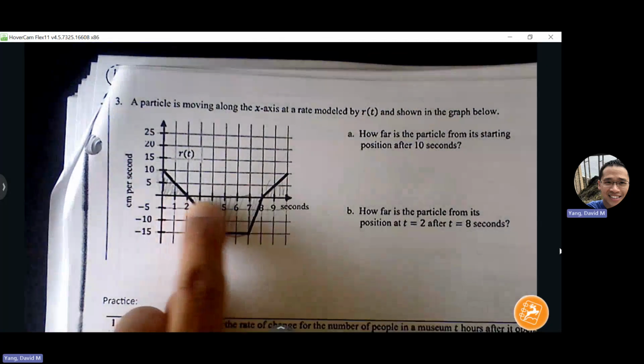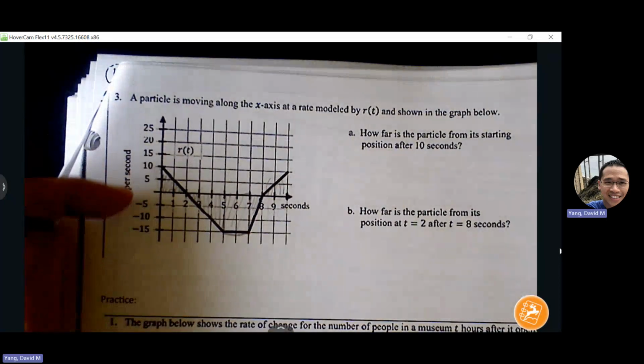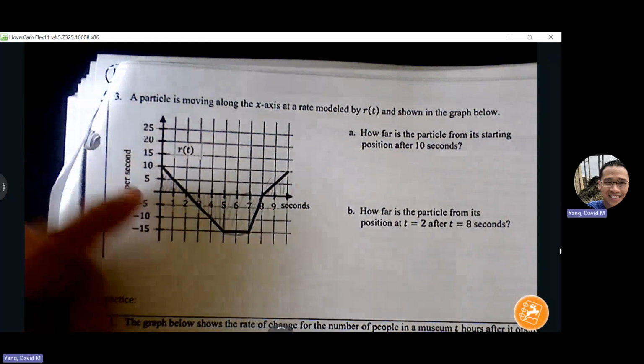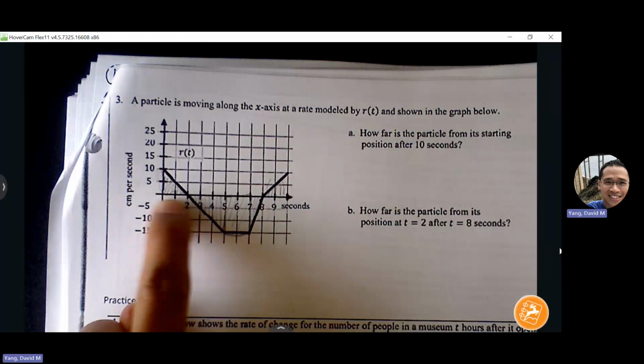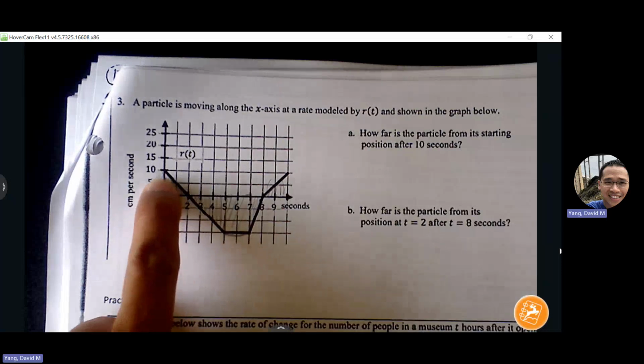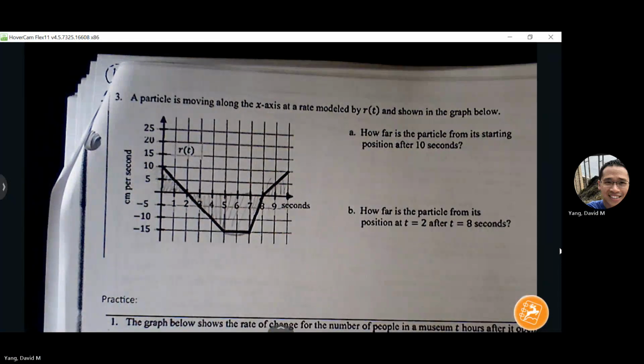Careful about your spacing here. This is by ones, but the y's are by what? By fives, yeah. So the area of this triangle is going to be 1/2 × 2 × 10. So just be aware of that. The unit designation is going to be a little bit different. Okay, give that a try. I'll show my answers in a second.